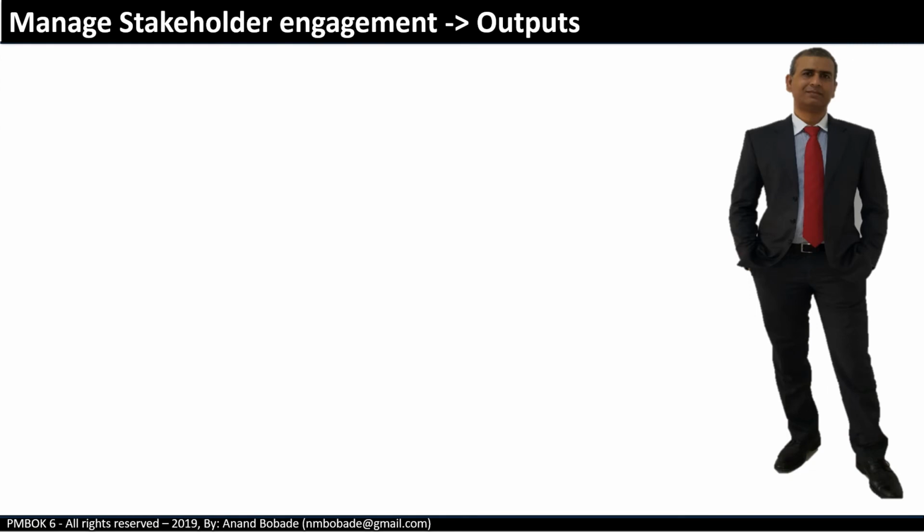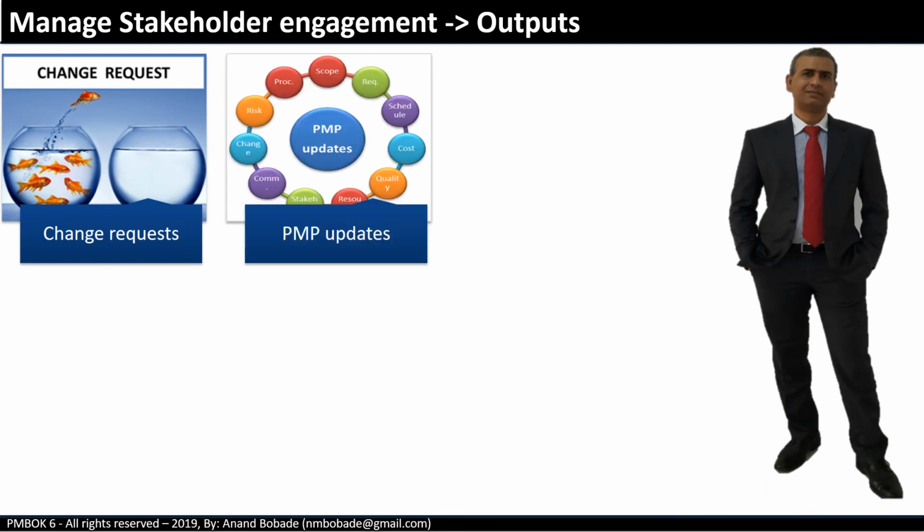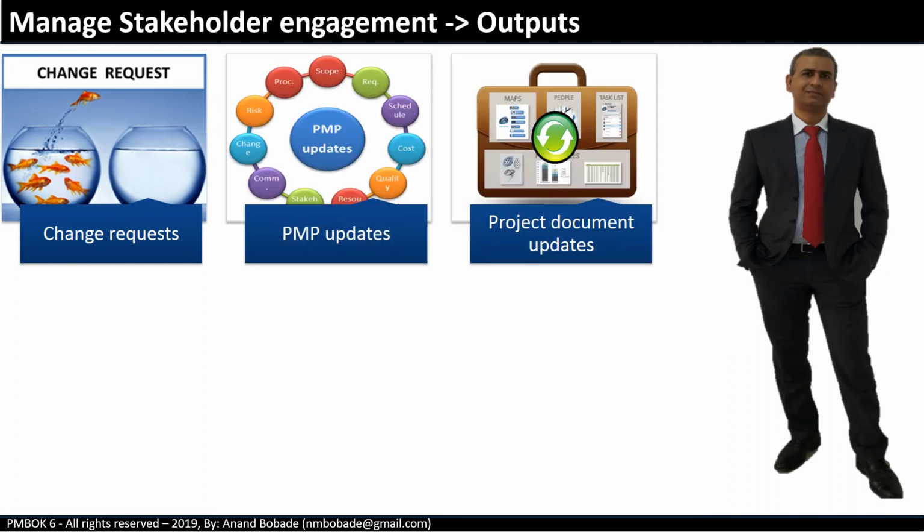The outputs are change requests. The key result of this process will be change requests, usually to the project or product scope, project management plan updates, and project document updates.